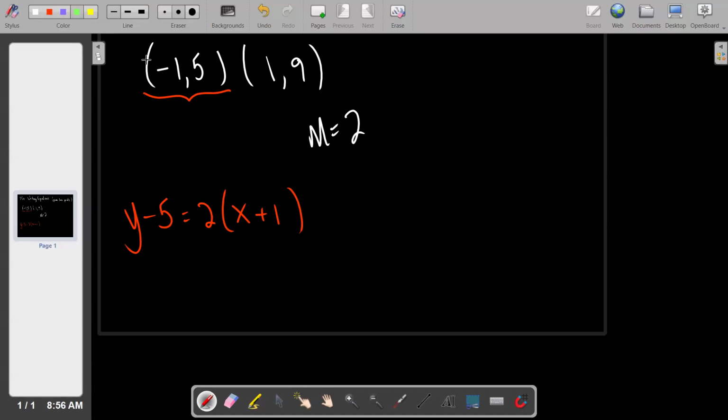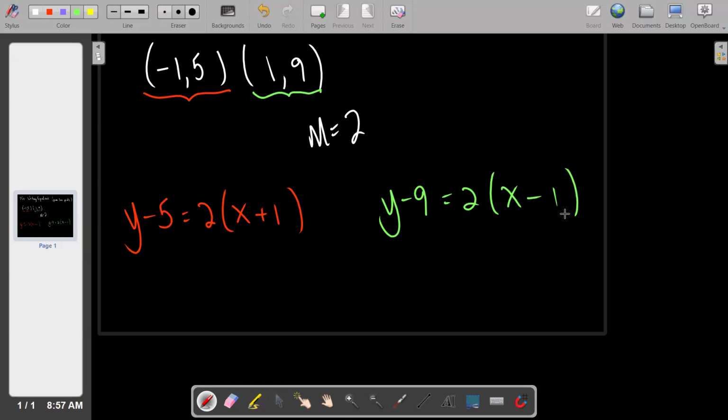And then Kobe might say, I just like this point better. I hate negative numbers. I'm going to use this one. That's his choice, right? What's his equation going to be? y minus 5 equals 2 times x plus 1 minus. And again, we're not to the day yet where I want to mess with this.